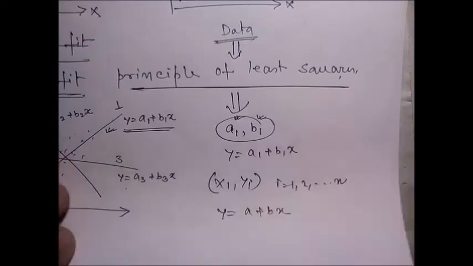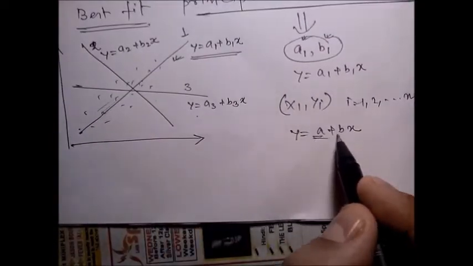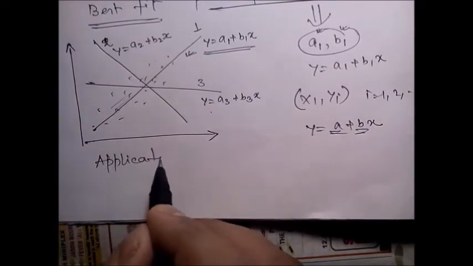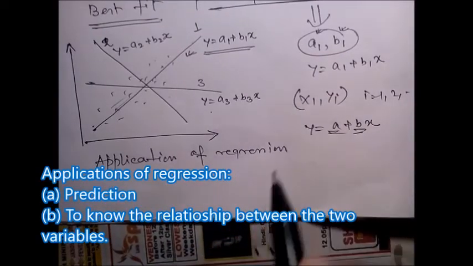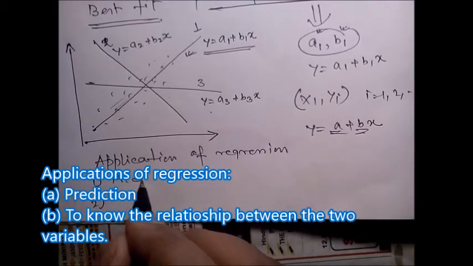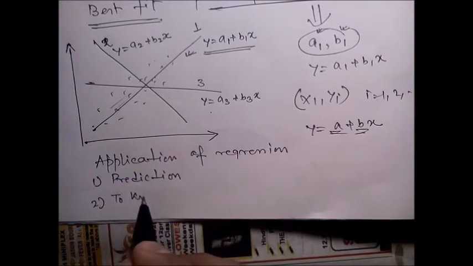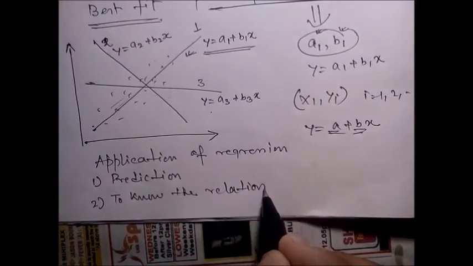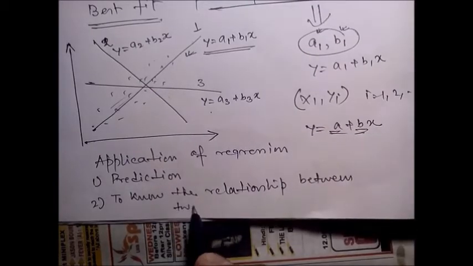Okay, now before entering into how to get this one, let us know the applications of regression. Basically two applications are there. The first one is prediction, and the second is to know the relationship between two variables.